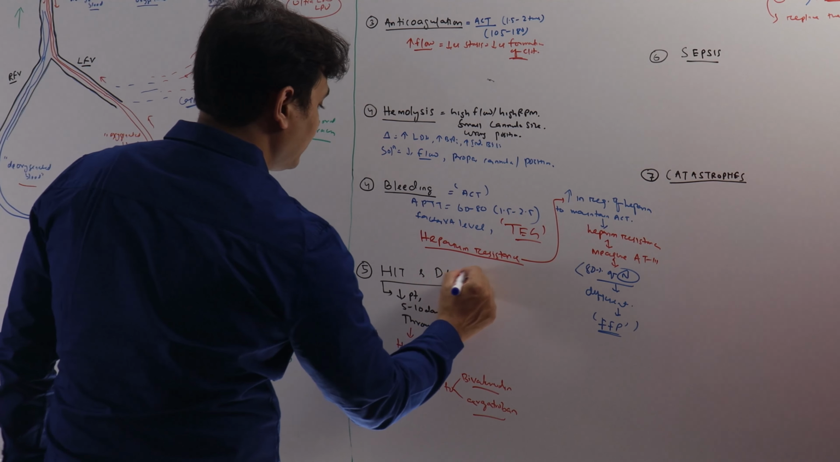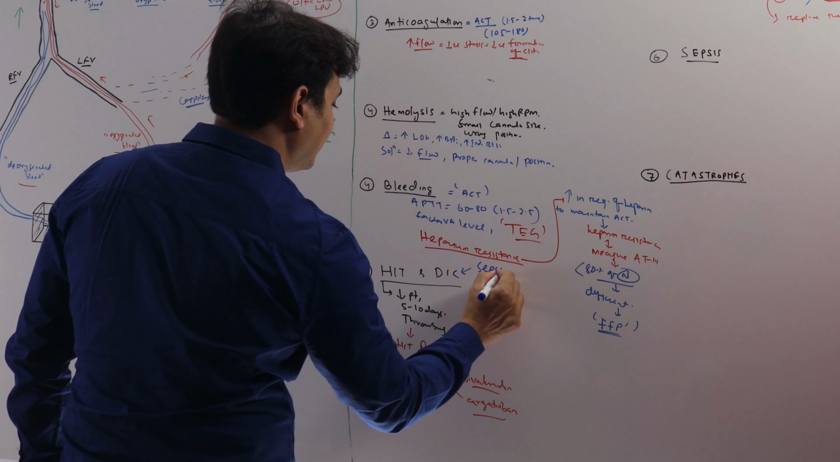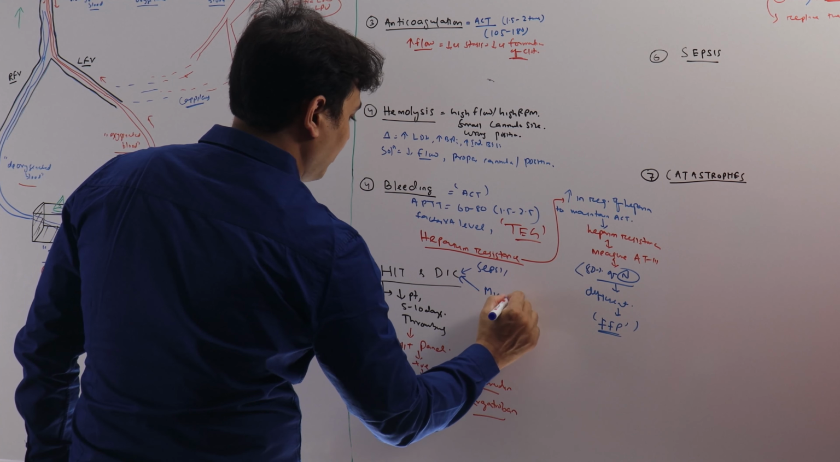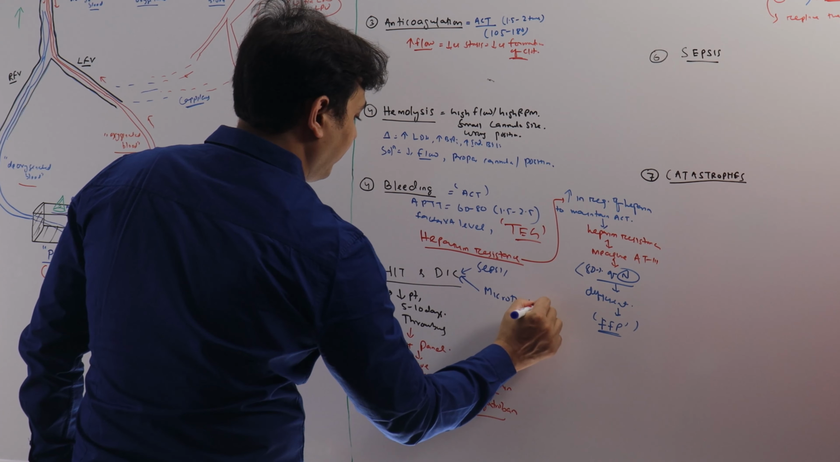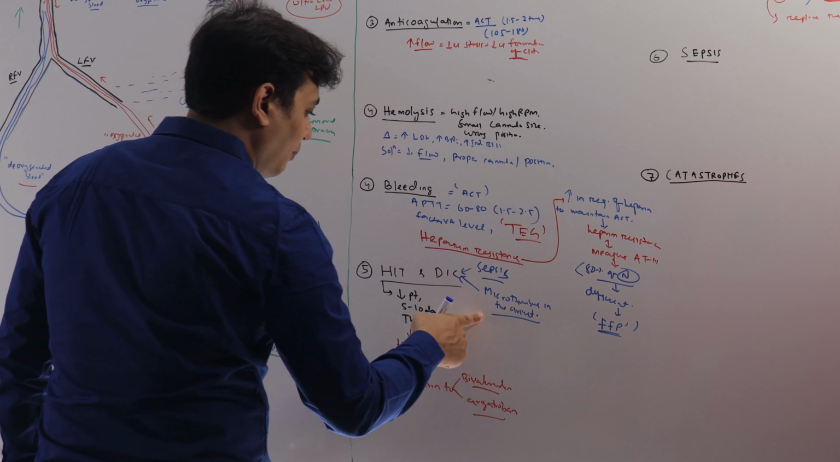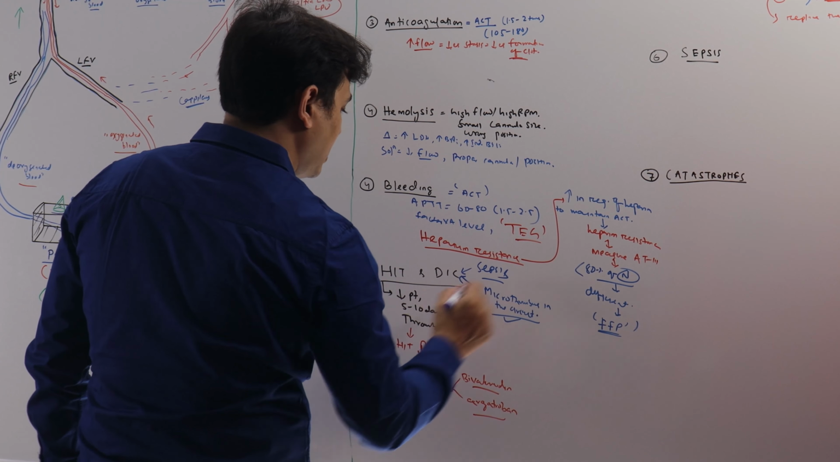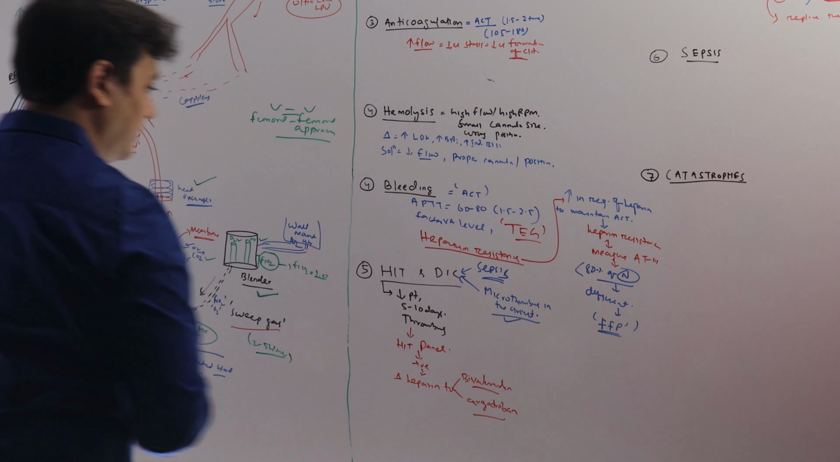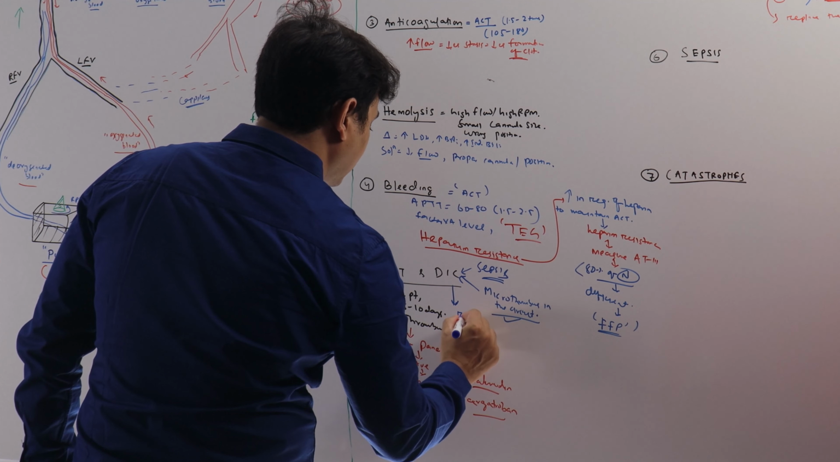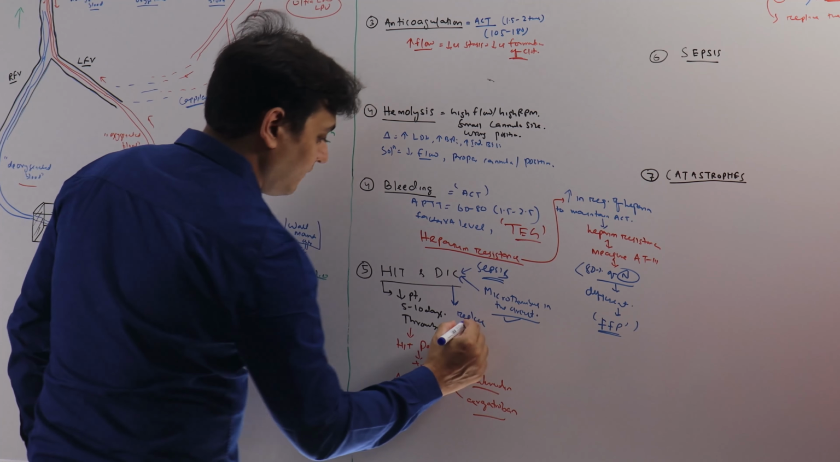Of course, there can be DIC. DIC can have two reasons. One is sepsis can cause DIC. Another is microthrombus in the circuit that can initiate a DIC, right? So it has to be dealt with accordingly. If there is microthrombus in the circuit, it has to be changed, or sepsis has to be dealt with separately, right? Also in DIC, you have to replace factors.